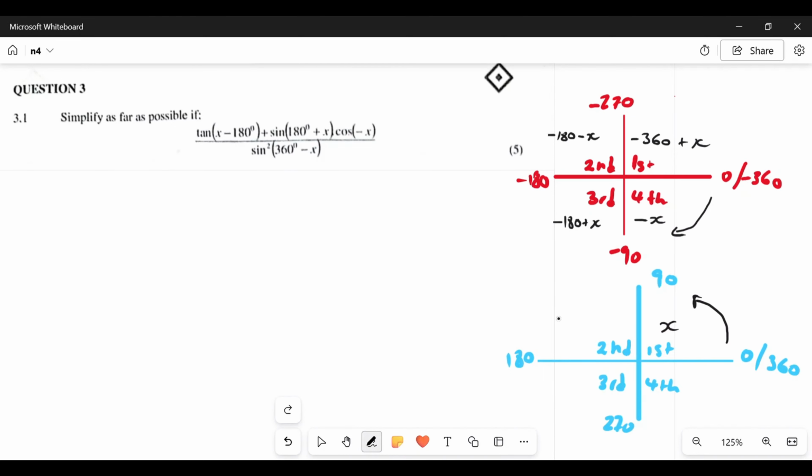Our 2nd quadrant, when you go on the positive side of the CAST diagram, is 180 minus x. And then our 3rd quadrant is going to be 180 plus x. And then our 4th quadrant is 360 minus x. So these here are the CAST diagrams.